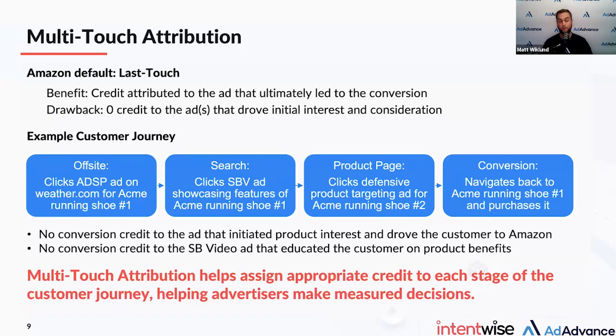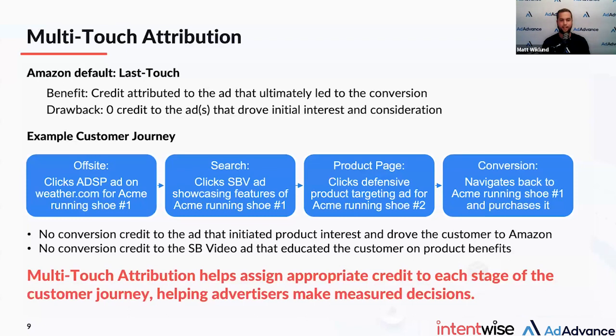Then running shoe number 2 catches my eye on that product page. I click through on that just to check out the PDP real quick, hit the back button, and end up checking out for product number 1. So that weather.com Amazon DSP ad, it initiated my interest in this product. I clicked through on it, or I saw it. I went to Amazon.com and looked it up. The sponsored brand video ad solidified my intent.